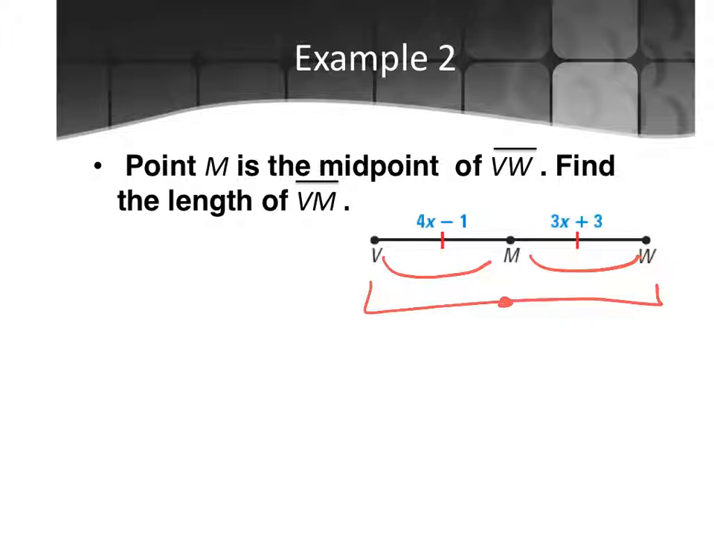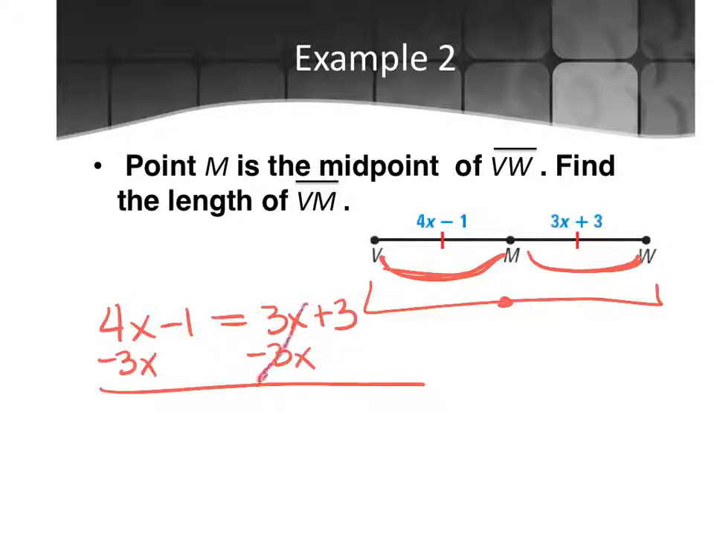When you're taking tests in geometry, you need to read the questions carefully. Now, notice when I go to set this up, I'm going to set segment VM, which is 4x minus 1, equal to segment MW, which is 3x plus 3. I need to solve for x first, but remember, I'm not asking you to find x, I'm asking you to find the length of VM. So let's find x first by subtracting the 3x, and then I get x minus 1, and then I will add the 1.